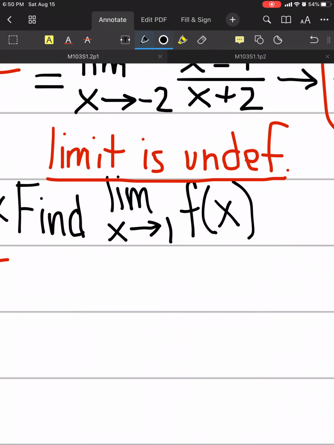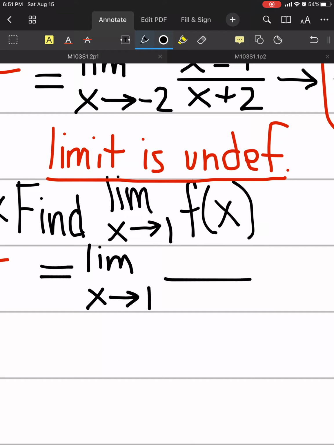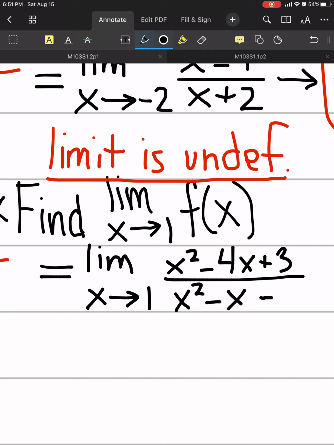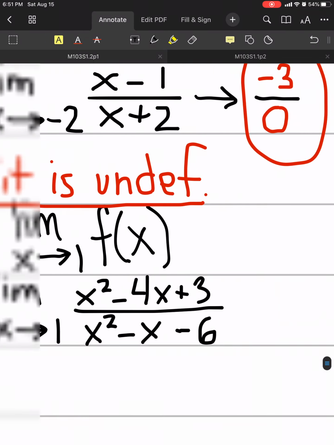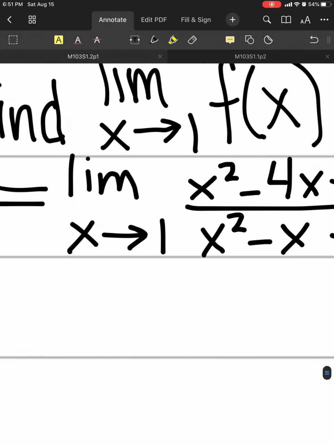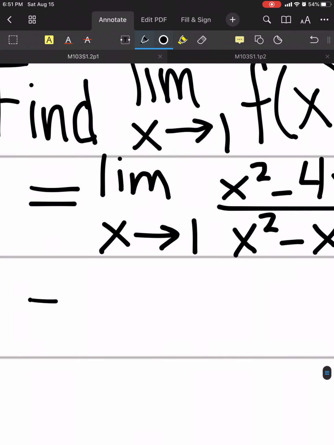Okay, so here I have limit x goes to 1 of, what did I have on top? X squared minus 4x plus 3, and on the bottom, x squared minus x minus 6, I think. Wasn't that right? Yeah. Okay. Now, we can leave this alone, or we can factor it either way. Let's go ahead and I'll show you both versions here.